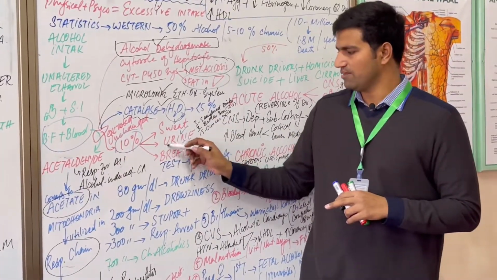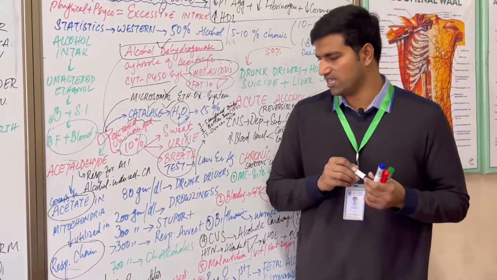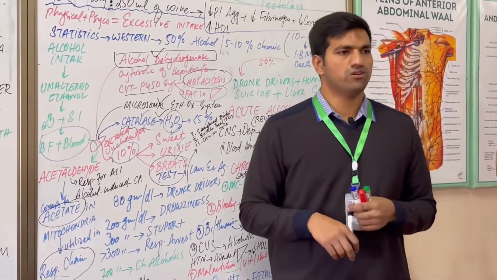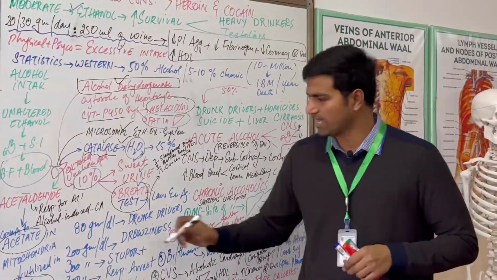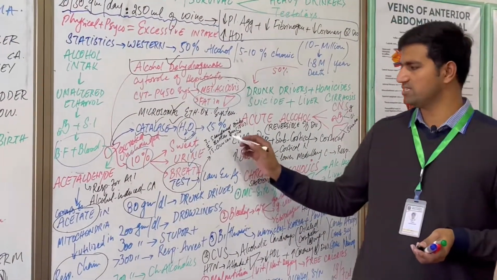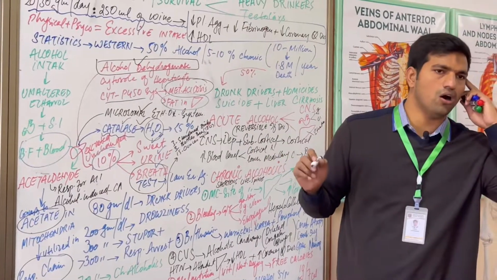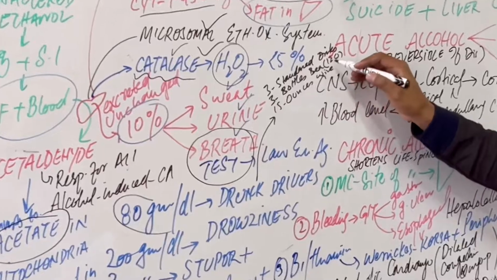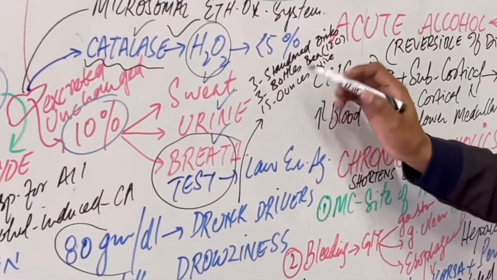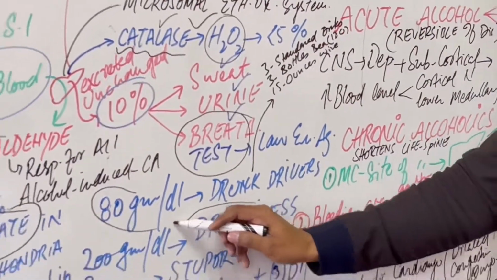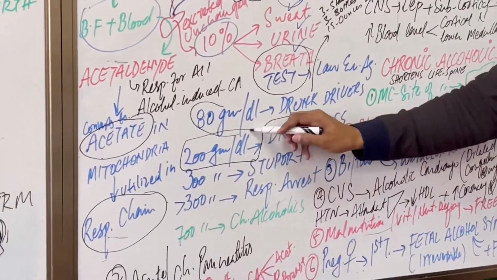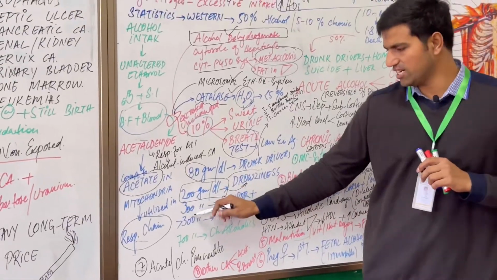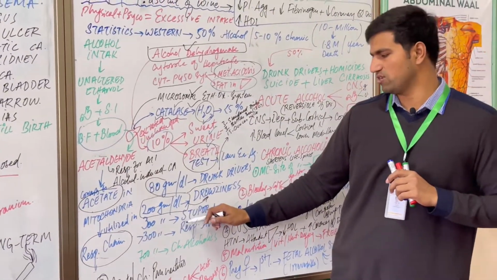Now, that 10% of unaltered ethanol that has been excreted into the sweat, urine and breath is tested by the law enforcement agent. We have discussed that drunk drivers must have 80 grams of alcohol per deciliter of blood. And how it happens, you can see: if the person has had 3 standard drinks, or 3 bottles of beer containing 12 ounces, or 5 ounces of wine. Then, if there is 200 gram per deciliter of alcohol in the blood, that will end up with drowsiness and dizziness.